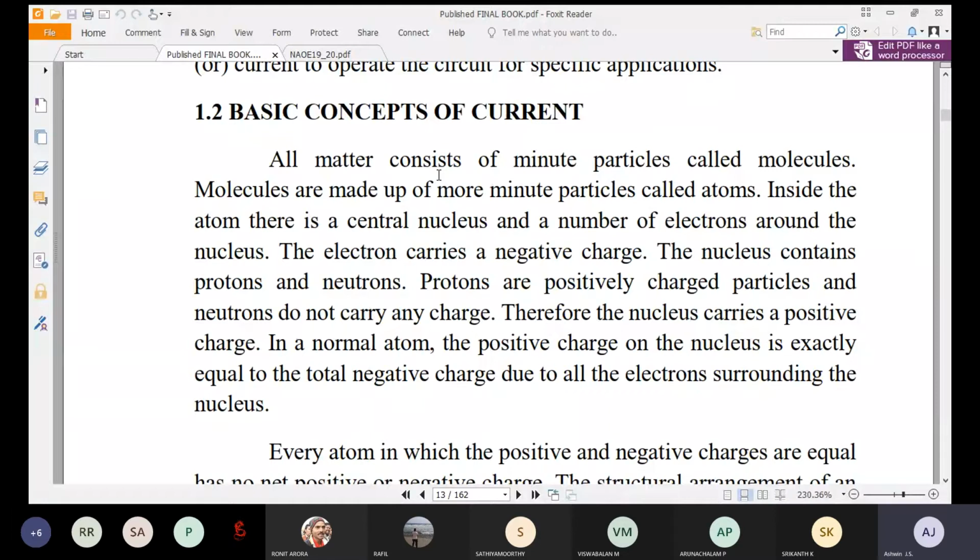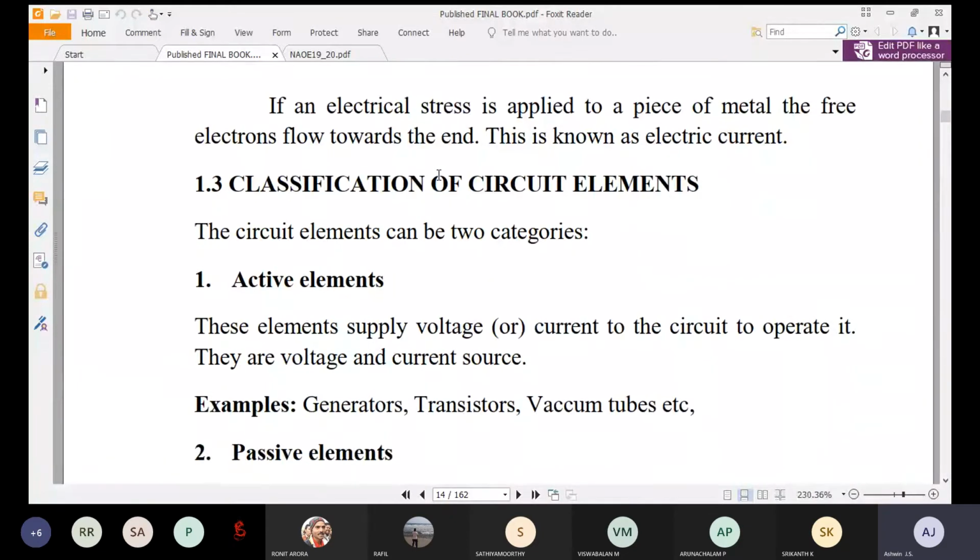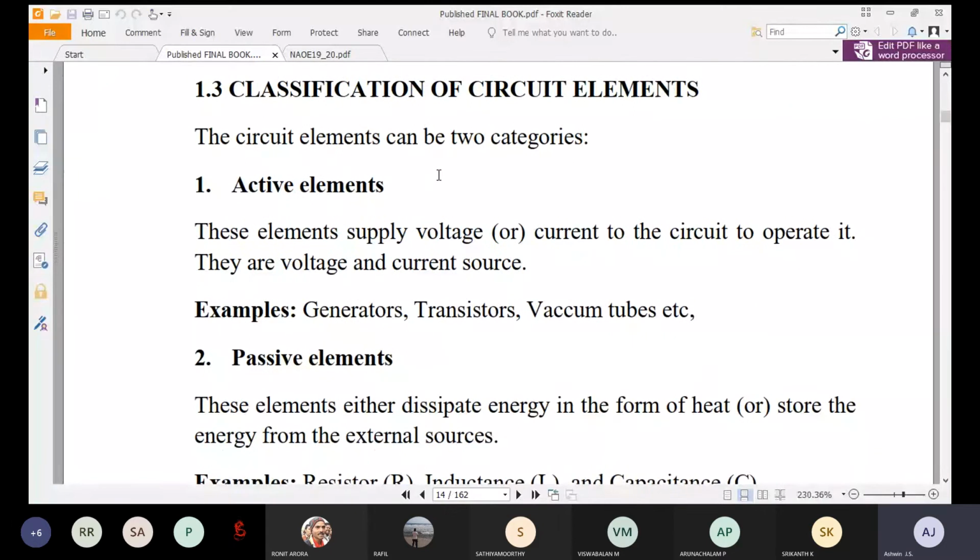So the current basics you already know. What is current? Flow of electrons. What are electrons? Nothing but negatively charged particles. These kinds of things we already studied. And the elements that are classified. Can you able to see the screen, guys?